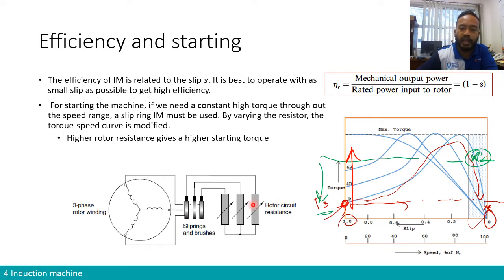Okay, so to start, you increase the resistor. Once it has started and slip goes from 0 to this point, you can reduce the resistor back, so as to not consume too much energy. So that's the purpose of using the structure with slip rings.